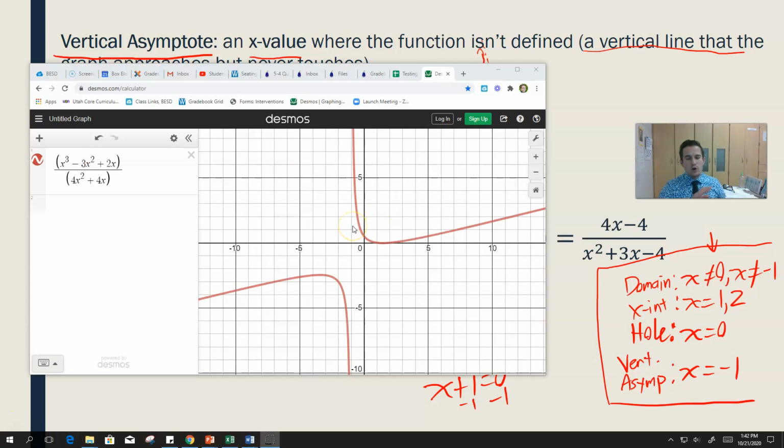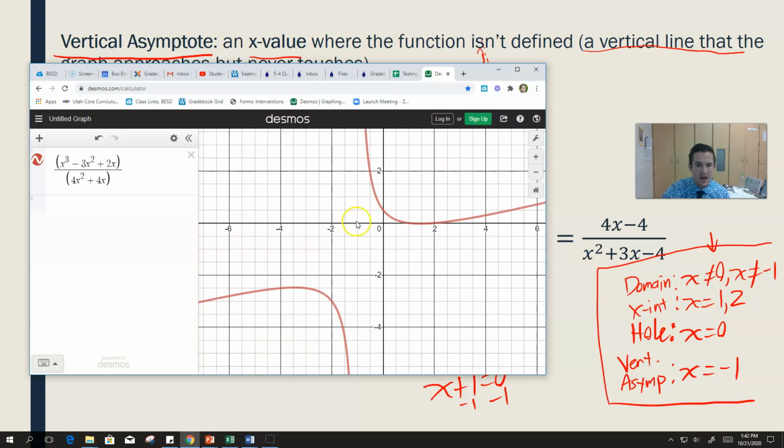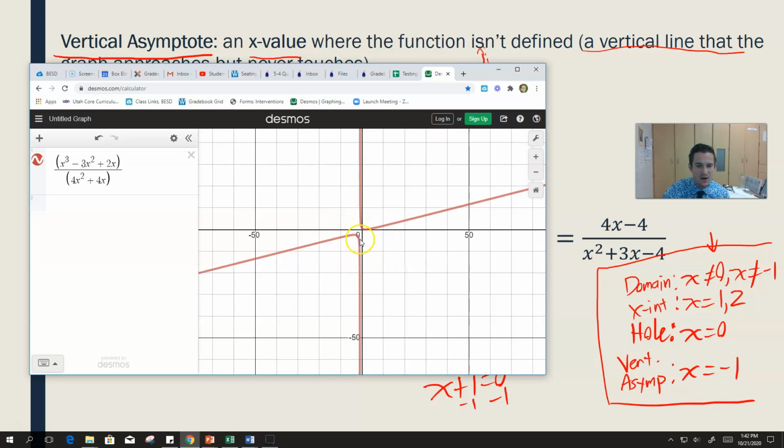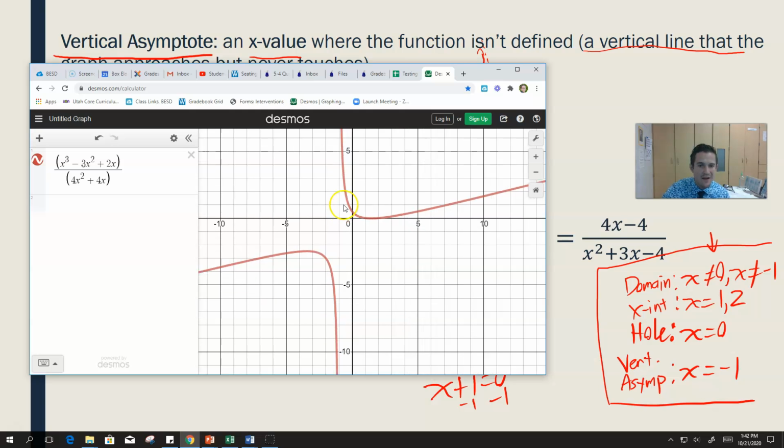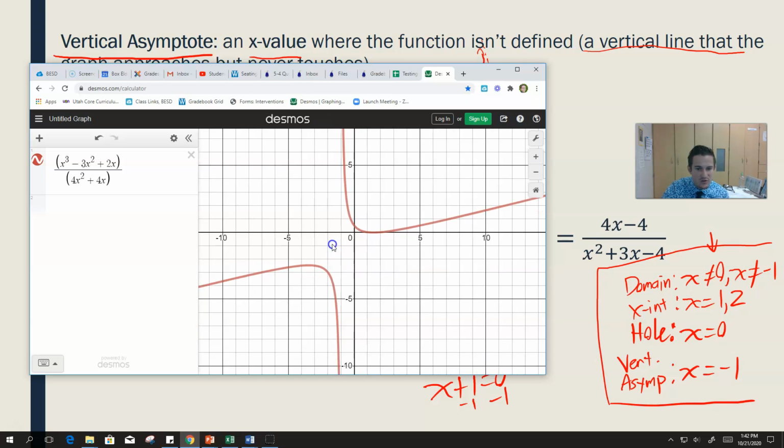All right, I wanted to quickly pull up on Desmos what this graph looks like. Later in this unit, we're going to talk about graphing these rational functions, but I just pulled up this graph, and I want you to notice some things. My domain was x is not 0 or negative 1. Notice at x equals negative 1, as I go up and down, the graph never actually touches. It gets so close, but it never actually touches.